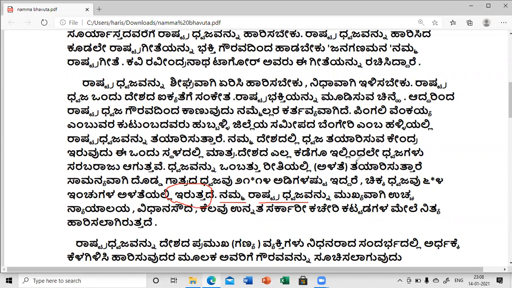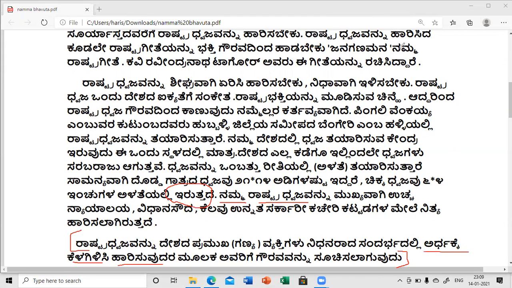So all right, so here it is, ardhakke ಕೆಳಗಿಳಿಸಿ ಹಾರಿಸುವುದರ ಮೂಲಕ. So this is where it is. So automatically you get this answer here in the last sentence. ರಾಷ್ಟ್ರಧ್ವಜವನ್ನು ದೇಶದ ಪ್ರಮುಖ ವ್ಯಕ್ತಿಗಳು ನಿಧನರಾದ ಸಂದರ್ಭದಲ್ಲಿ ಅರ್ಧಕ್ಕೆ ಕೆಳಗಿಳಿಸಿ ಹಾರಿಸುವುದರ ಮೂಲಕ ಅವರಿಗೆ ಗೌರವವನ್ನು ಸೂಚಿಸಲಾಗುವುದು. That's our final answer that we have here.